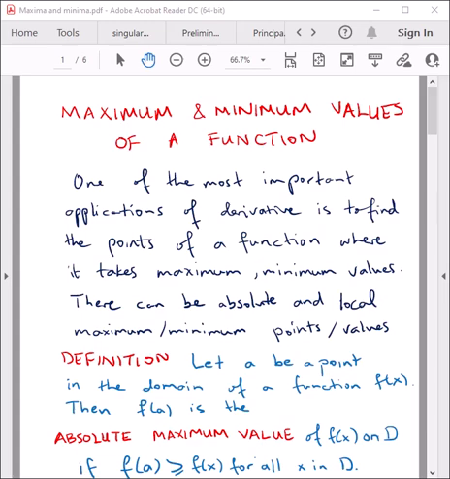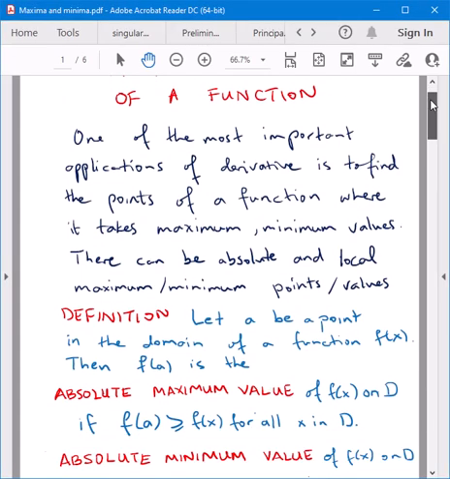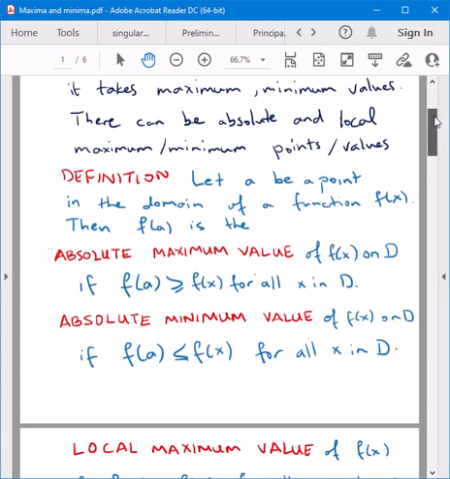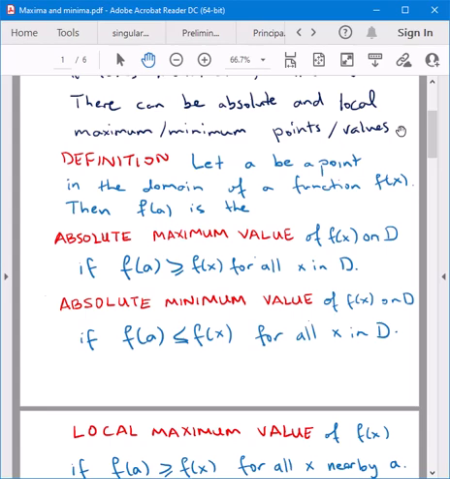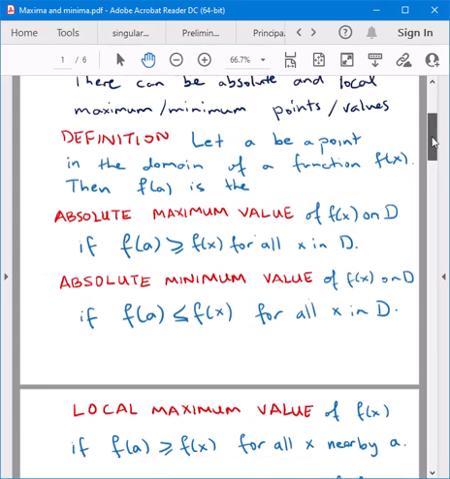Also, we use the terminology points for the x coordinates of such points and values for the y coordinates of such points. So here is the first definition. Let a be a point in the domain of a function f of x, then f of a is the absolute maximum value of f on its domain D if the value of the function at a, which is f of a, is always bigger than or equal to all other values of x in the domain. So f of a is bigger than or equal to f of x.